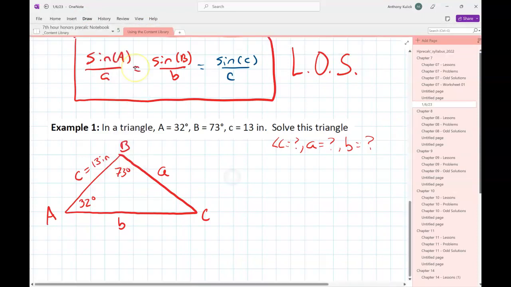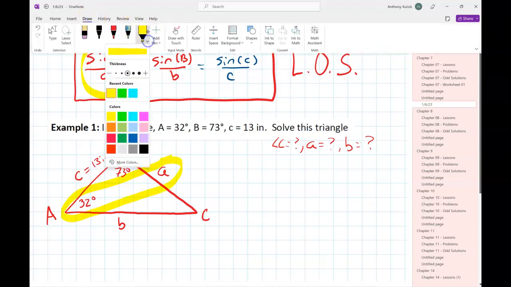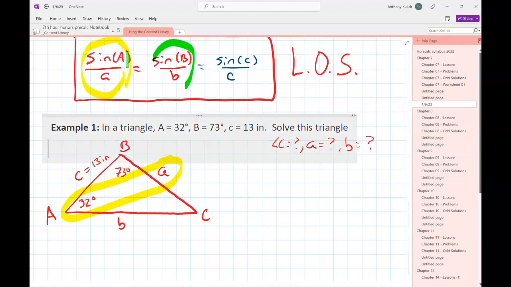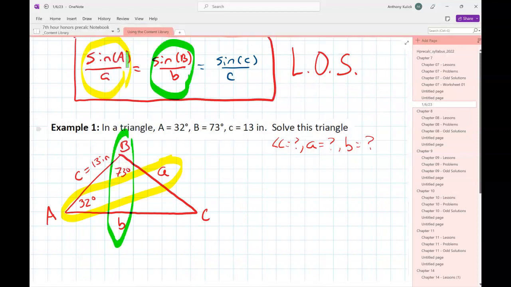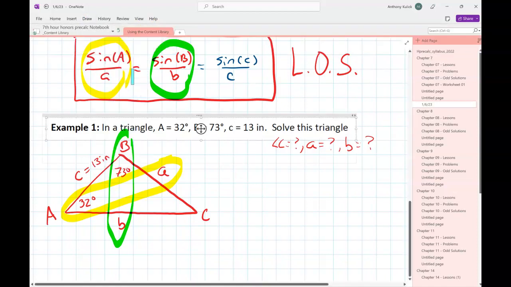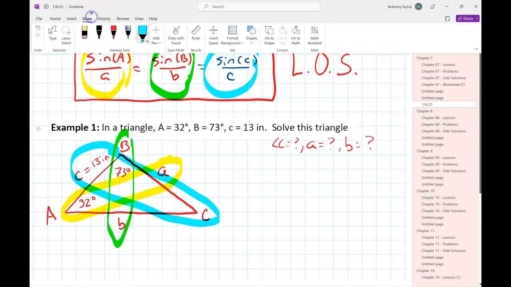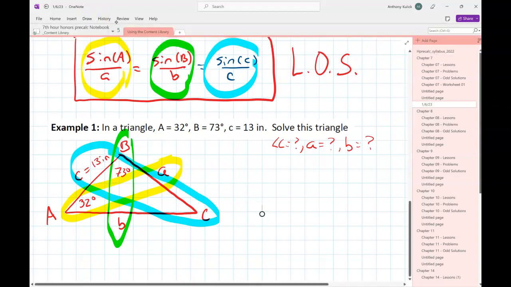So to use the law of sines, I need to have one piece where I know both the side and the angle. Well, I don't know that for A. I don't know that for B. And I don't know that for C. Doesn't look like I can really use the law of sines in this problem.